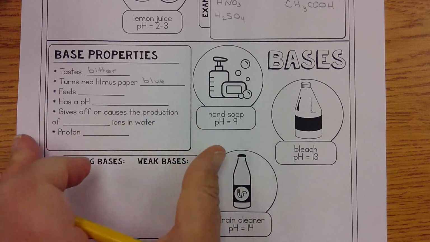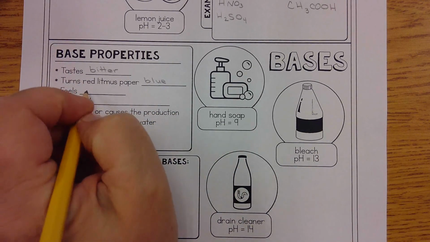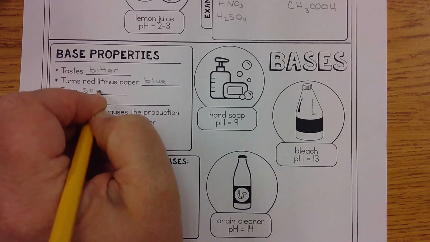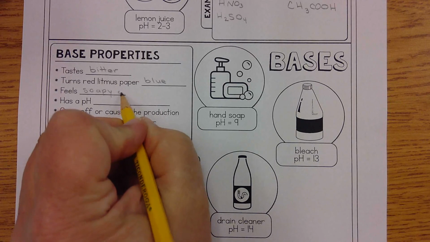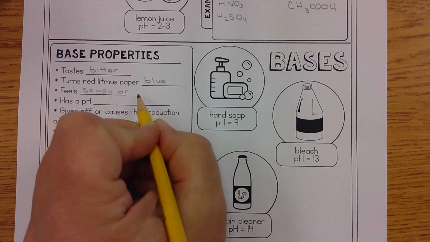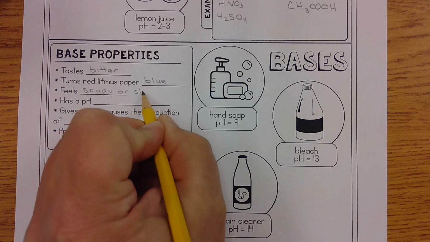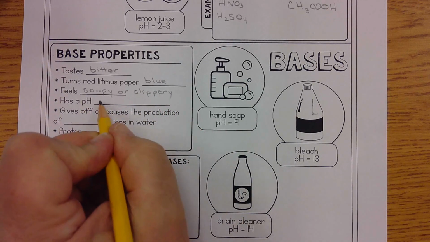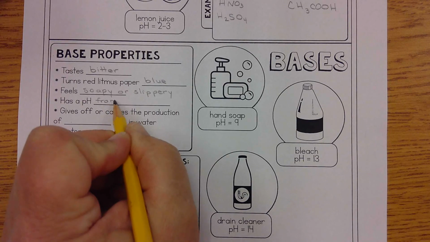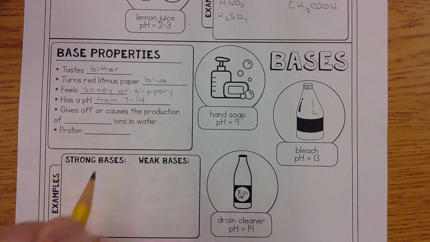Again, you'll learn more about that later on. They feel soapy or slippery. Again, I wouldn't do too much touching, especially like of the drain cleaner. But you've all touched soap. You know how it kind of has that slick feel, right? They have a pH from 7 to 14.